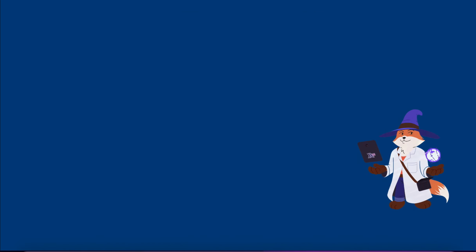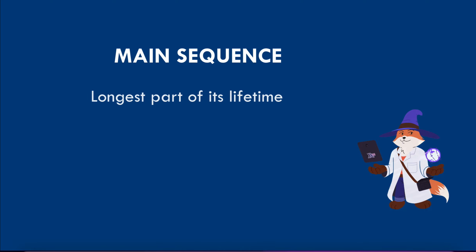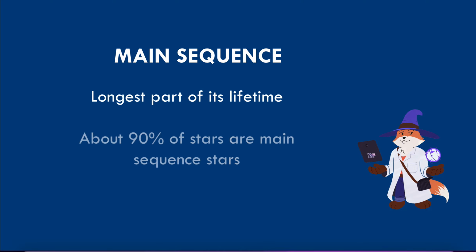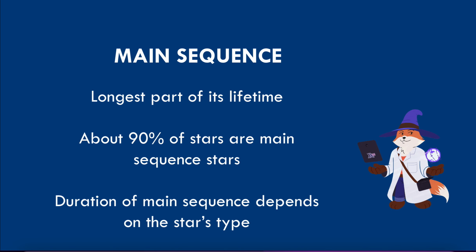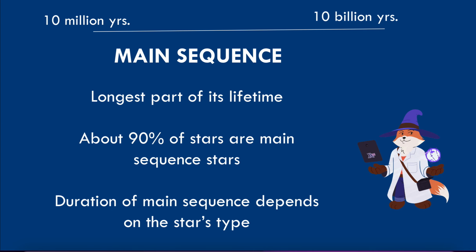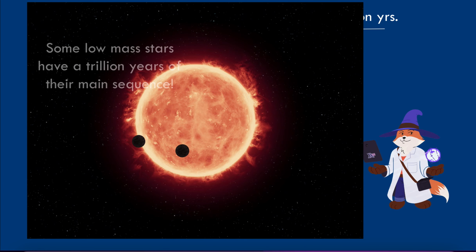Then, the star begins its main sequence, the longest part of its lifetime. About 90% of stars are main sequence stars, just like our sun. The duration of a star's main sequence depends on the star's type, usually ranging from 10 million years to 10 billion years, but surprisingly, some low-mass stars can have 1 trillion years of main sequence.